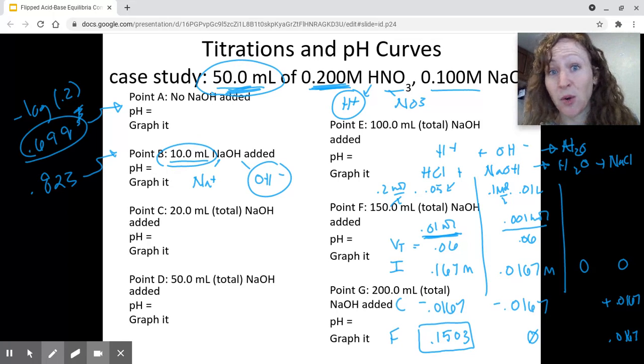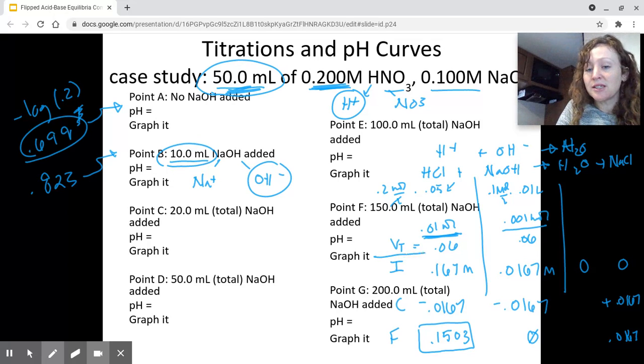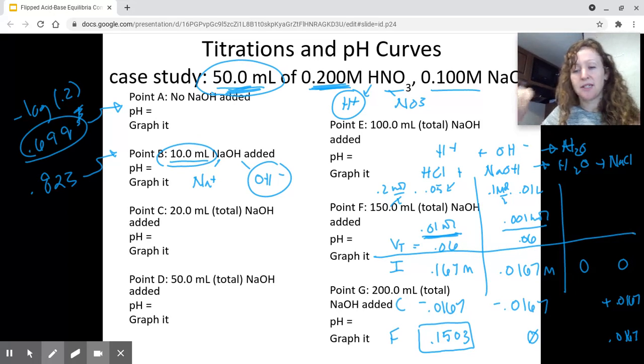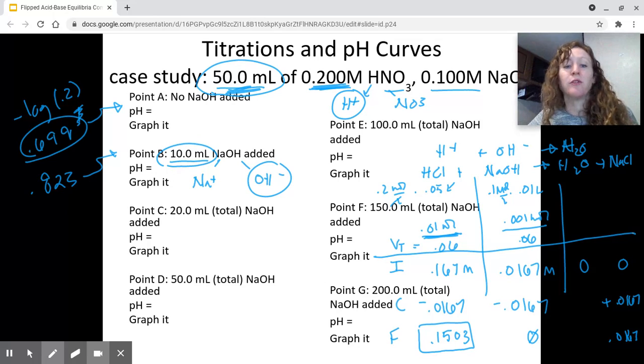Okay, so now you see the process. It's really just a simple ice chart, right? Tracking who runs out first, acid or base. The trick here is that your initial volume, when you combine these two things, your total volume of solution is going to change, which means your molarity of each thing in the solution is also going to change. And you have to account for that before you do the ice chart.